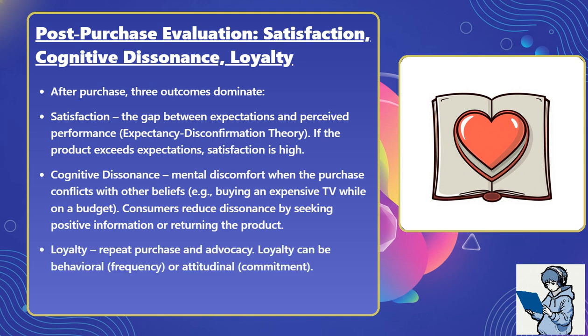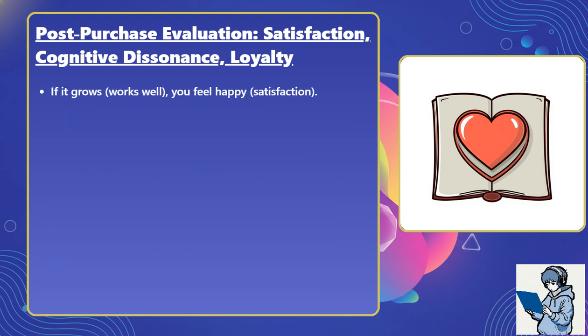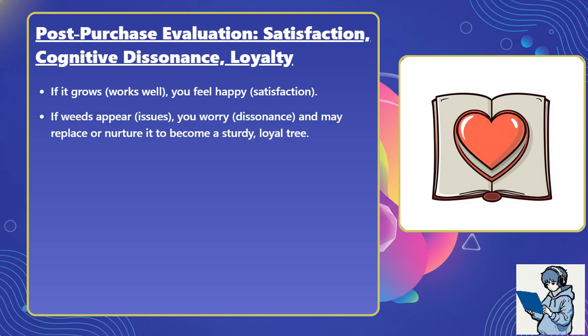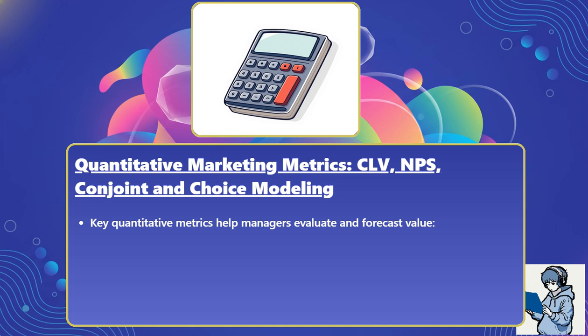Loyalty: repeat purchase and advocacy. Loyalty can be behavioral, meaning frequency, or attitudinal, meaning commitment. Analogy: buying a new phone is like planting a tree. If it grows, meaning it works well, you feel happy, which is satisfaction. If weeds appear, meaning issues, you worry, which is dissonance, and may replace or nurture it to become a sturdy, loyal tree. Key quantitative metrics help managers evaluate and forecast value.